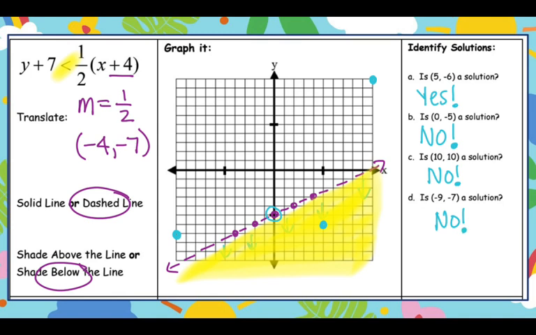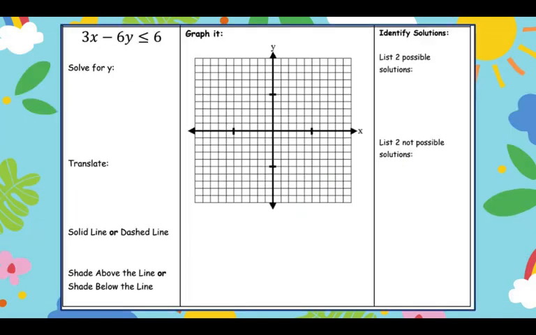So far we've graphed inequalities that are in slope-intercept form. We also have point-slope form, and we also have standard form. So standard form is next. Standard form is when we have our x's and y's on the same side. So our first step is to solve for y. So I'm actually going to rewrite it: 3x minus 6y is less than or equal to 6.